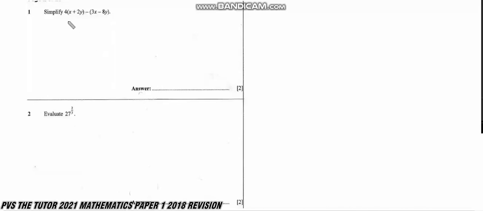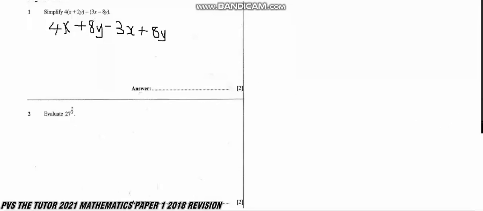When you've been told to simplify this type of question, step 1, you need to expand. So 4 times x, you get 4x. Then 4 times positive 2y, you get positive 8y. Then there is a negative outside and a positive inside, so negative times positive is negative. There's a 1 outside, so 1 times 3x, you get negative 3x. Now negative times negative, you get positive, so 1 times 8y gives you positive 8y.